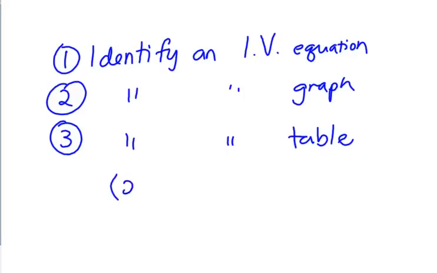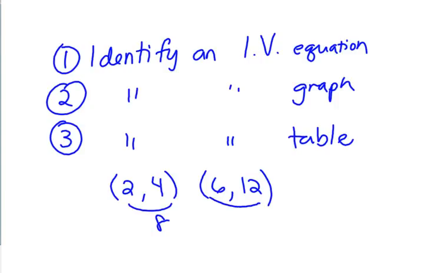So if you look at a table and it has the ordered pair 2, 4, and the ordered pair 6, 12. Does that look like inverse variation? What's 2 times 4? 8. What's 6 times 12? Is that inverse variation? No, because x times y is not constant. But what if this was 1/2 comma 16? Would that be inverse variation? Yes.